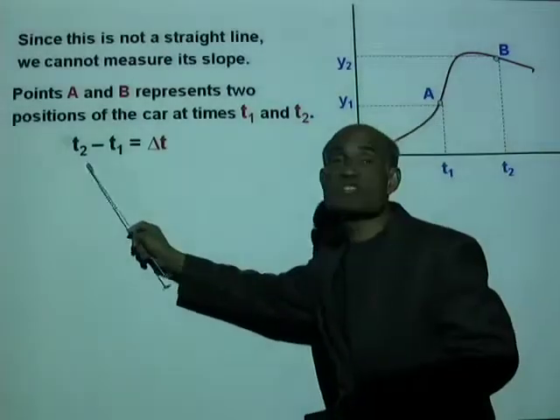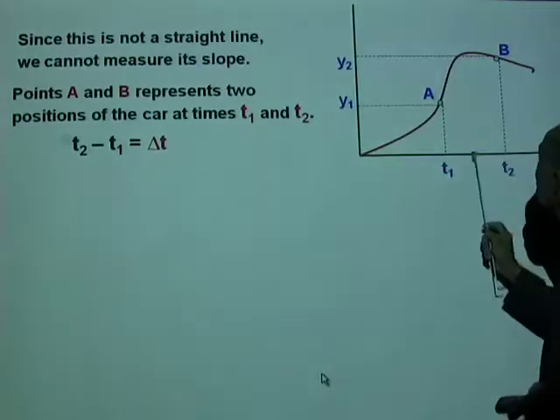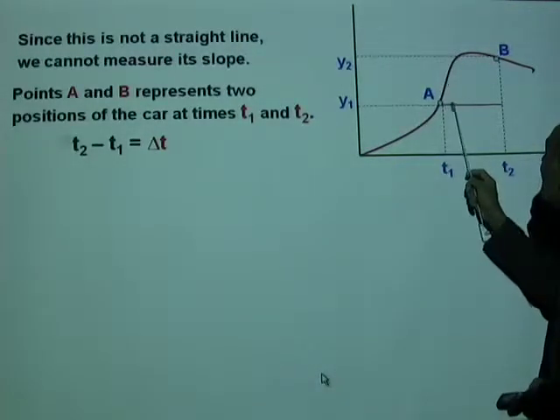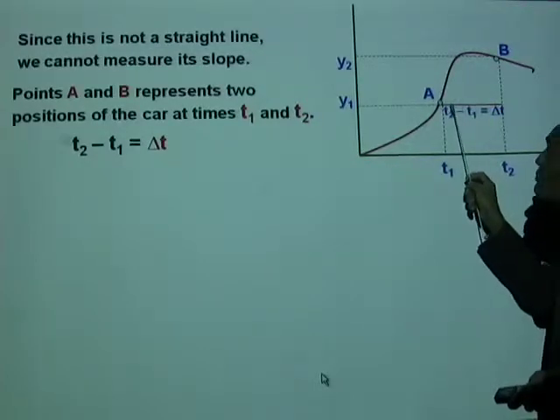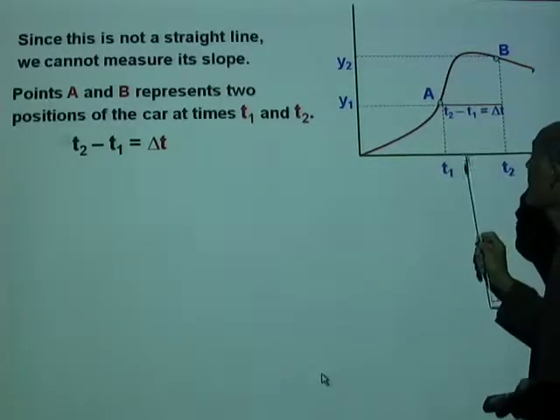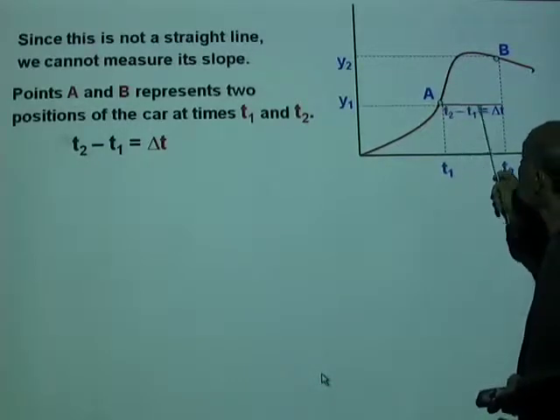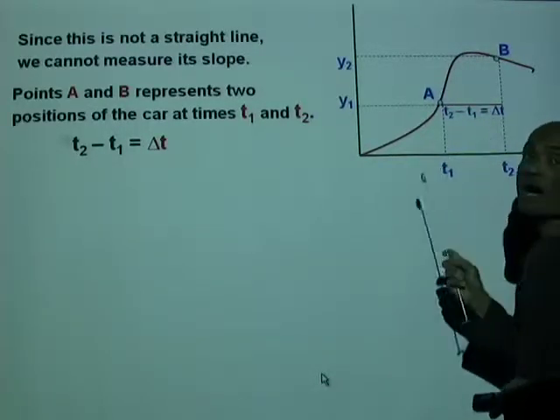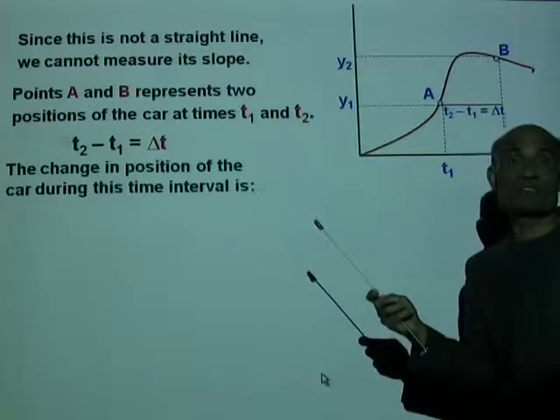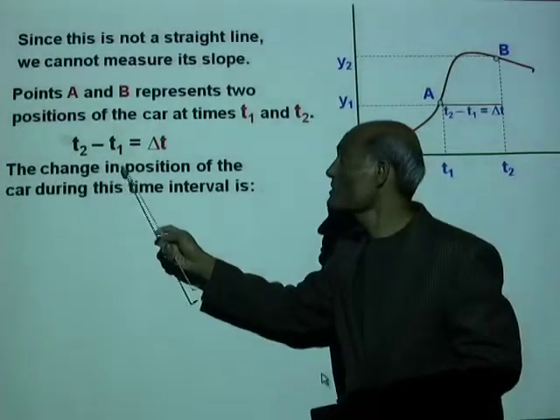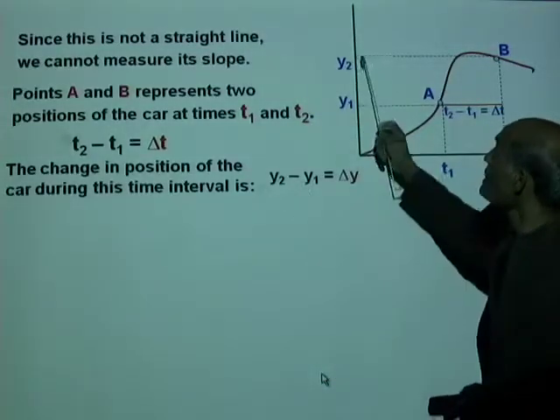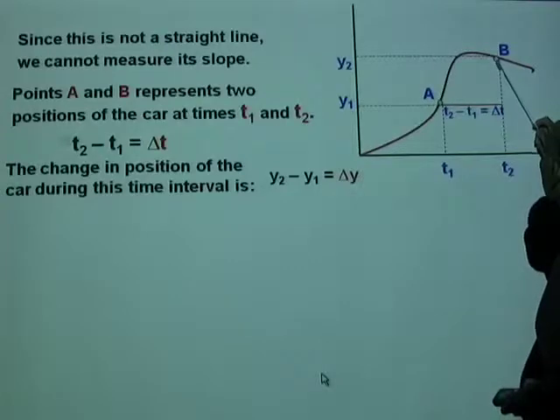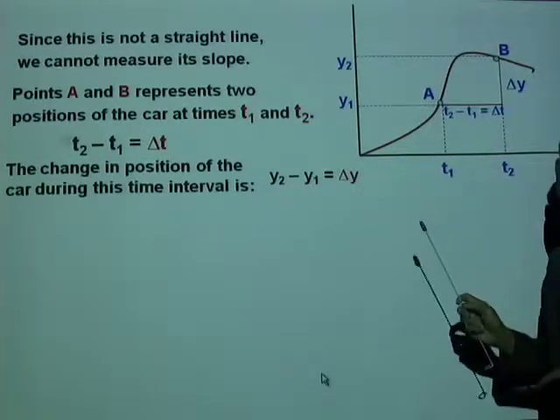Alright, so what is t2 minus t1? t2 minus t1 is this quantity, and we represent it by that length, and that is our delta t. This is the change in the time. Now, during this change in time, how much did the position change? Well, the change in position of the car during this time interval is y2 minus y1. That is this distance, and we call that delta y.